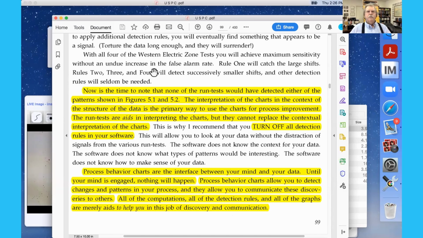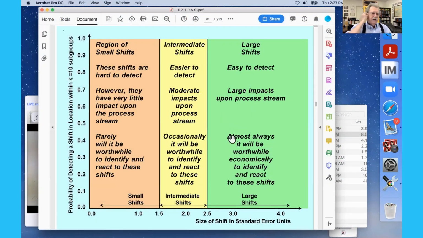Now I want to show you what happens with the power, what these detection rules do. This comes out of a paper that Rip Stoffer and I did together, but I want to explain the graph a little bit. Here is the probability of detecting a shift in location within 10 subgroups of when it happens. Probability is from 0 to 100%. Horizontal scale, size of shift in standard units. Shifts of less than 1.5 standard errors are small shifts.